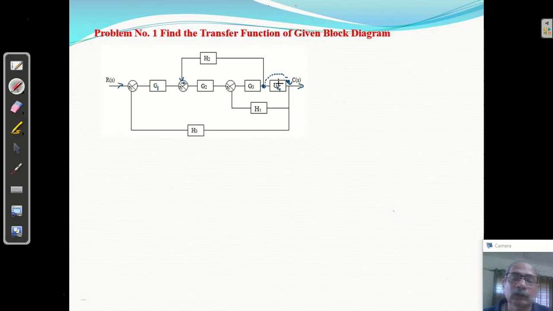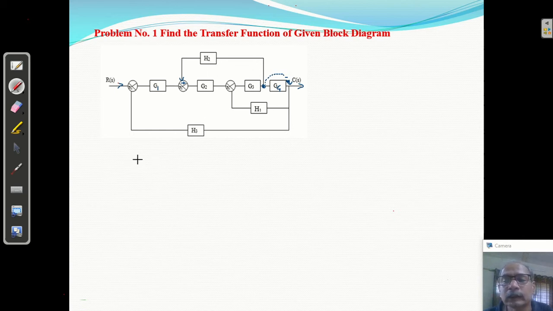If it is here, suppose it comes here, what will happen? This will become H2 by G4. If it comes here, it is multiplied here. If it is multiplied, obviously we will divide. Suppose the gain here is K into G4. So if you are taking feedback from here, clear, we have to divide by G4.